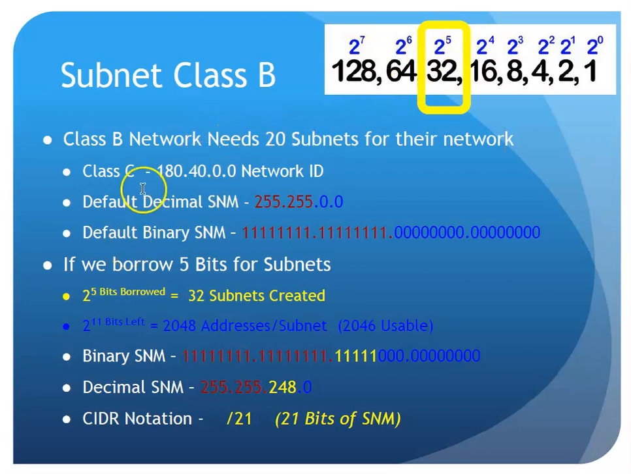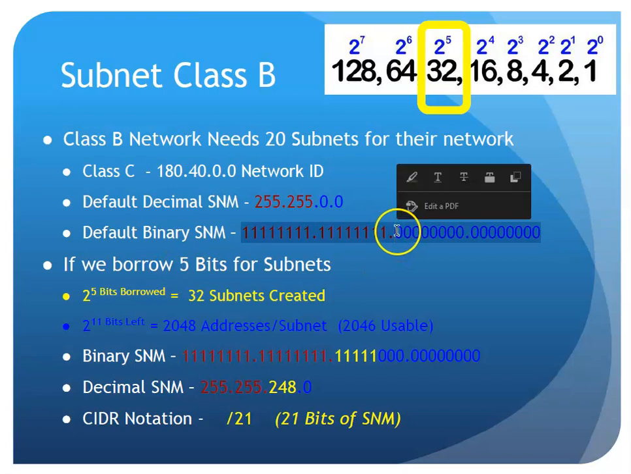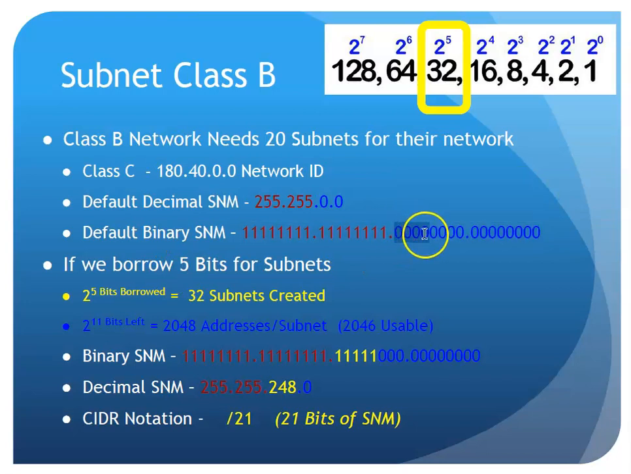So here, oops, I have a typo there with a Class C. It's actually a Class B network, 180.40.0.0. Here is the default subnet mask. Here's the default subnet mask in binary. We're going to borrow 5 bits. So we're going to borrow 5 bits from this portion right here, this third octet.